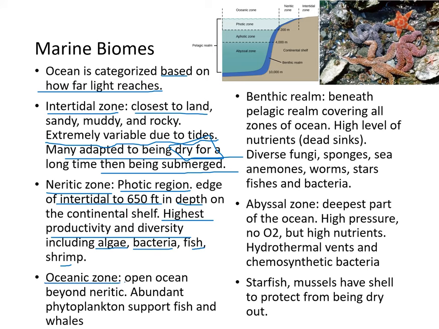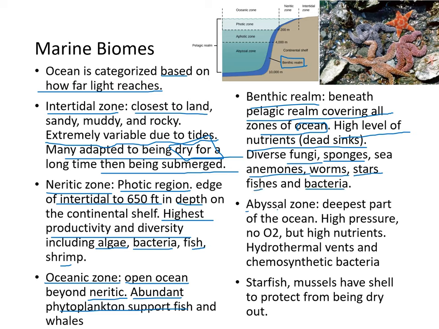Then there's the oceanic zone. This is the open ocean beyond the neritic zone. There they have abundant phytoplankton that support fish and whales. Then there's the benthic realm, beneath the pelagic realm, covering all zones of the ocean. They have a very high level of nutrients. This is where the dead sink to. They have diverse fungi, sponges, sea anemones, worms, sea stars, fishes, and bacteria.